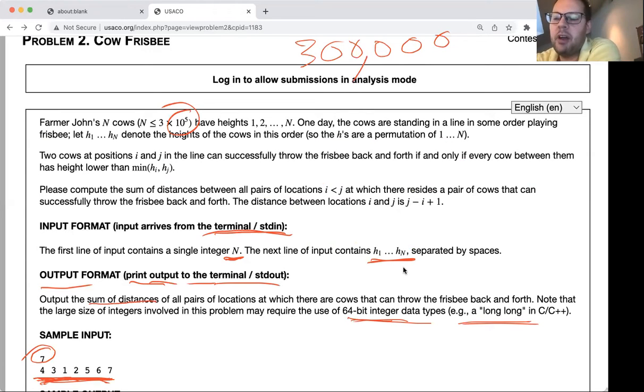So let's look at what that means. Essentially, if we have 300,000 total cows, and possibly quite a few of them are capable of throwing back and forth, I would say at most we're going to have about 300,000 squared possible pairs. It would be lower than that, but it would be a large number of pairs. And then we're also measuring the distance. So yeah, that's going to go way above what an integer can do.